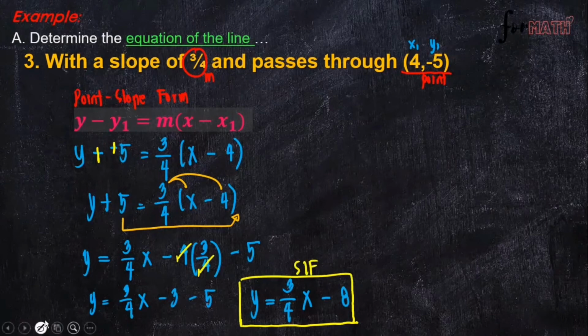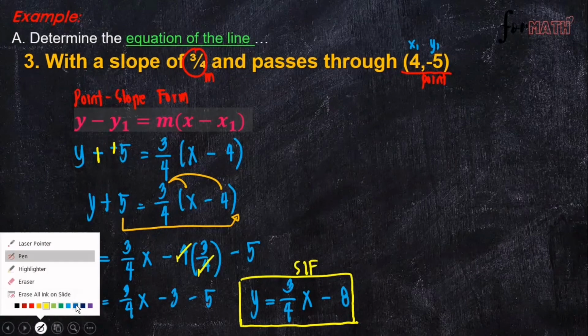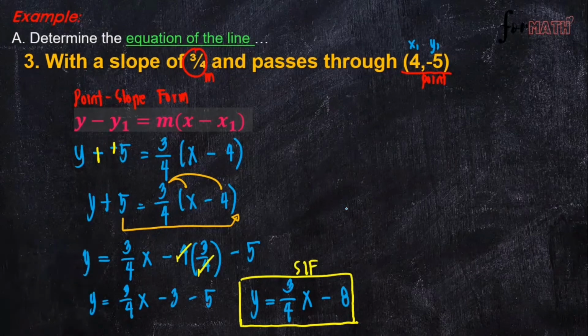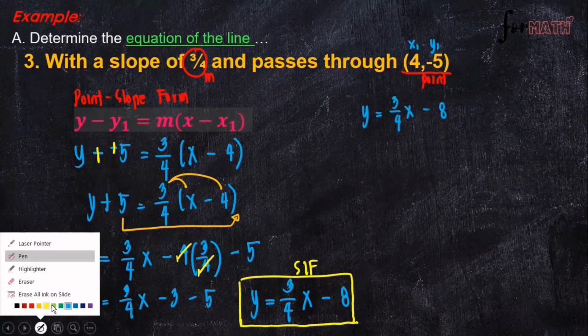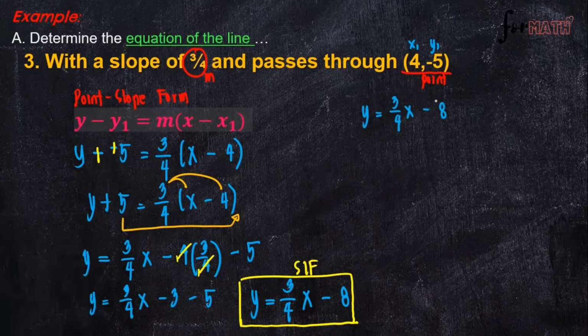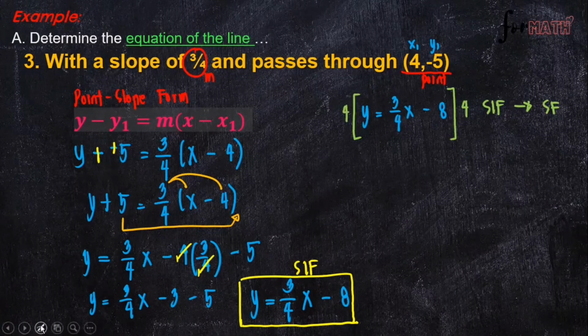Okay. So next naman nating hanapin ay standard form. So going back, pag standard form naman ang hanap, using this one, ito na lang din gamitin natin. We have y equals 3 over 4 x minus 8. So as you can see, ang ginagawa natin dito, okay, ito ay SIF to SF. Diba? So ang gagawin lang natin dyan is to multiply both sides of the equation by 4. Bakit by 4? Para ma-eliminate natin yung denominator na 4.